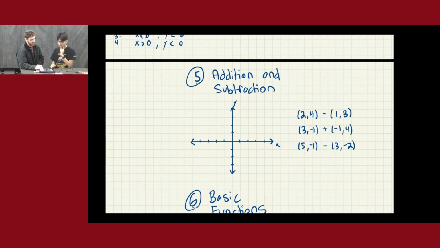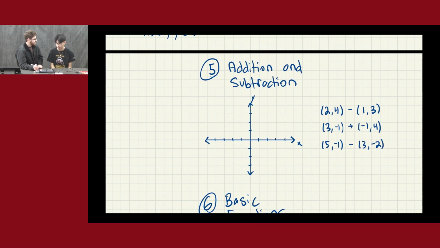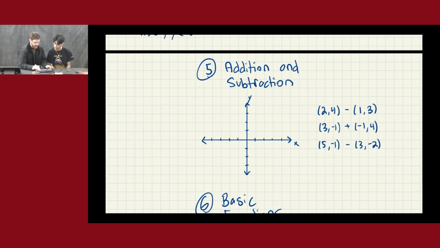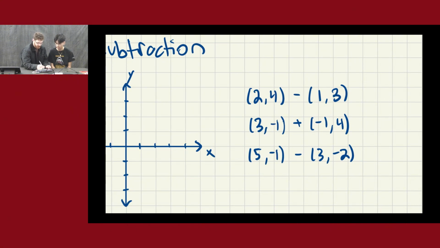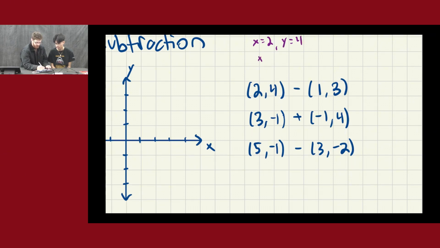Now, moving on to addition and subtraction. This concept might seem difficult at first, but it's really just as easy as adding the 2 x and y values. So remember, 2, 4 means x equals 2, y equals 4. 1, 3 means x equals 1, y equals 3.